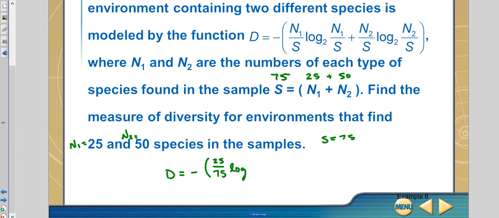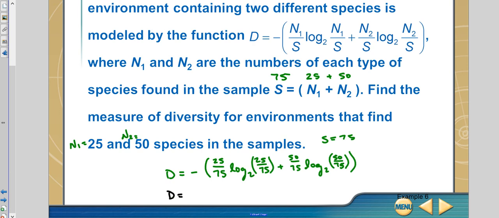All right, now log base 2 of, again, the same values, 25 over 75. That's the logarithm. And then we're going to add that to 50 over 75 times log base 2 of 50 over 75. All right, now there's going to be our equation. Let's simplify this real quick.